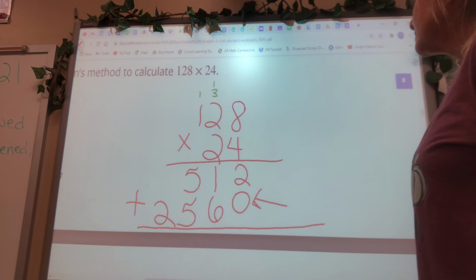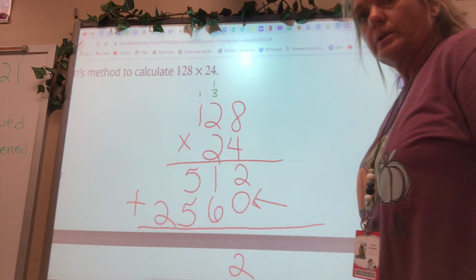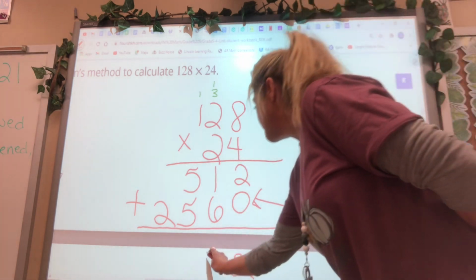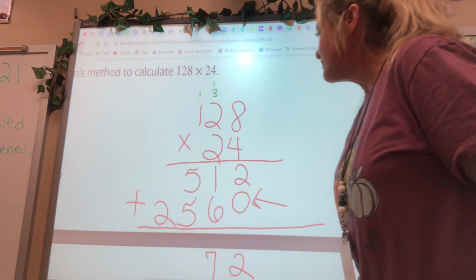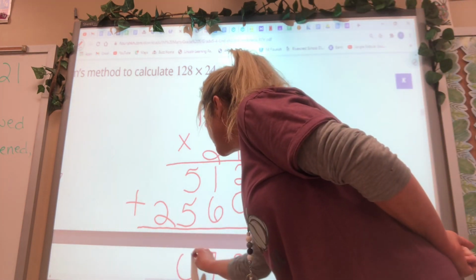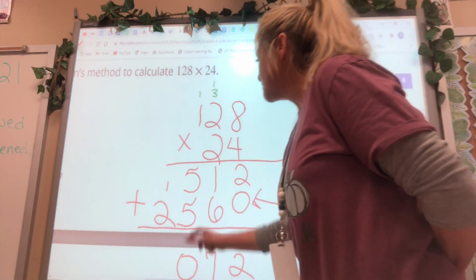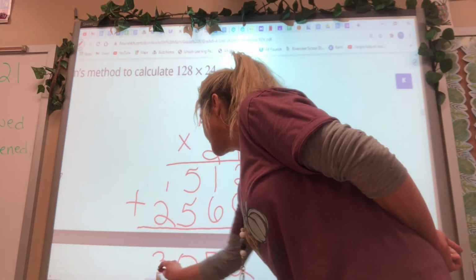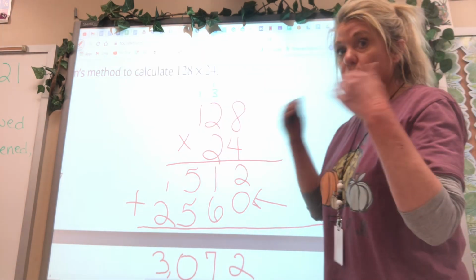and we add. So we would have 2 plus 0 is 2. 1 plus 6 is 7. 5 plus 5 is 10. So I make my 0, carry my 1, and then 1 plus 2 is 3. So the final answer would be 3,072. And again, that's just using the standard algorithm, which just means standard steps.